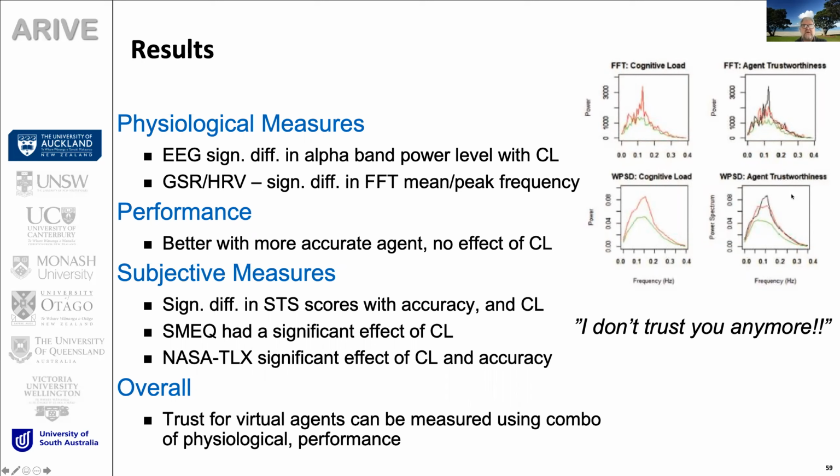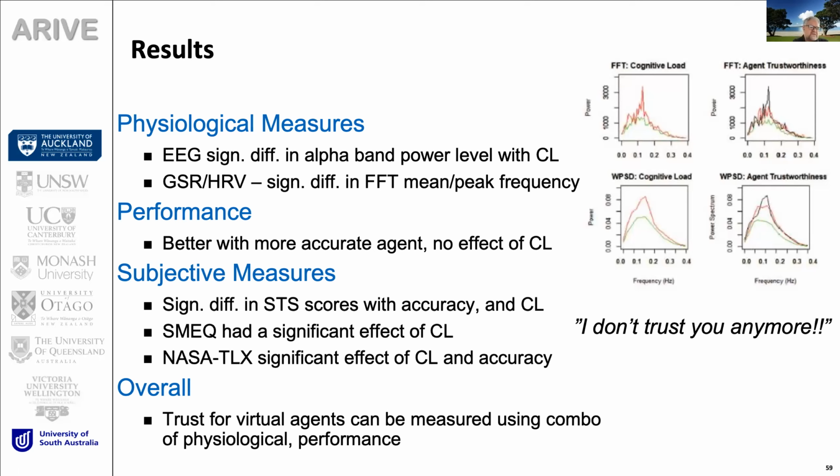So you can see in the bottom here, the agent trustworthiness, and you can see that little peak there. The red line, I should say, is the line for the agent that's 100% trustworthy, and the green line is the agent that is not trustworthy. And so you can see it's significantly higher at around 0.15 hertz. We also found that the performance was better with the more accurate agent, and there was also a significant difference in the subjective measures of trust as well.